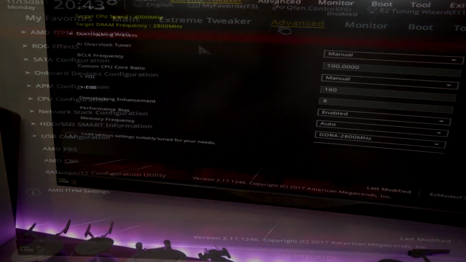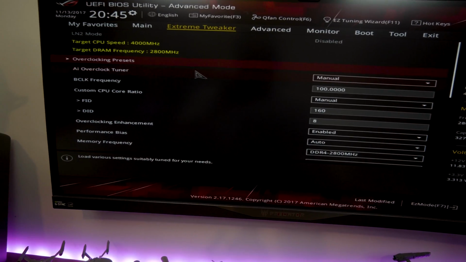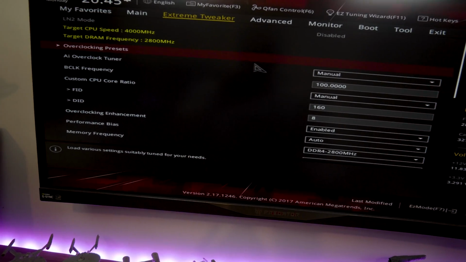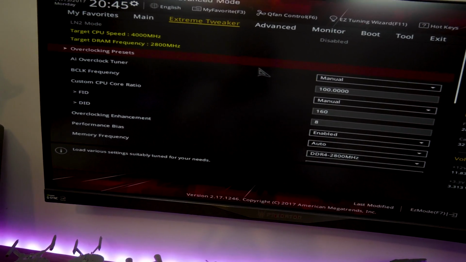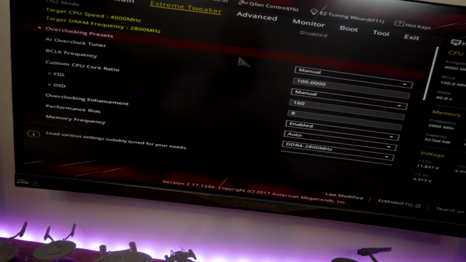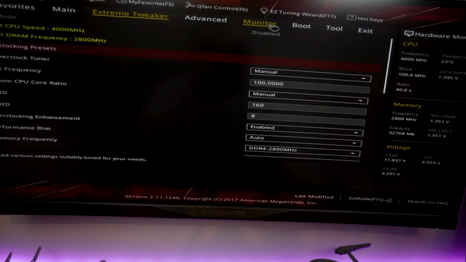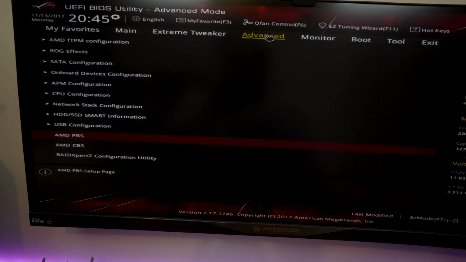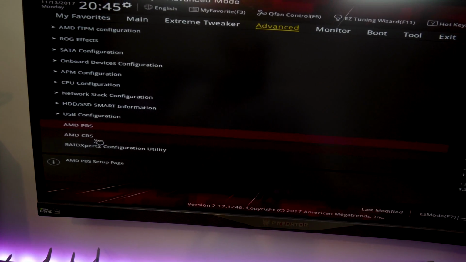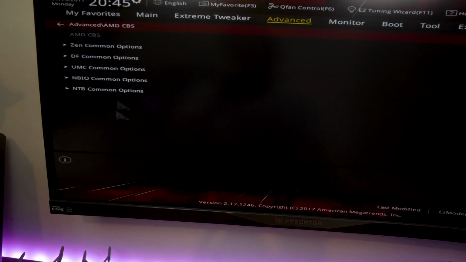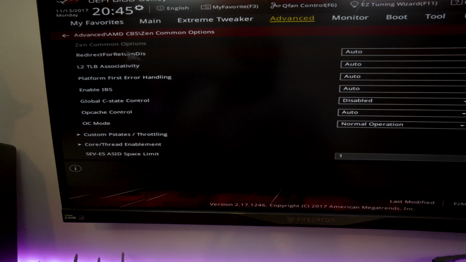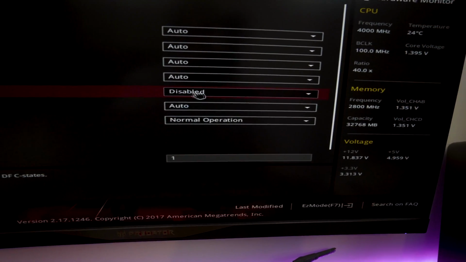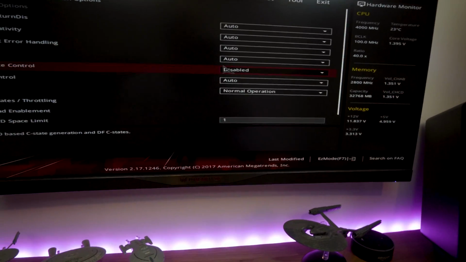A setting that I recommend that you disable is something called C-States. C-States is all about power saving idle. Now that can impact your overclock because the voltage can't adjust quickly enough once you put load onto the CPU. It's fine under stock conditions, but you're going to start to have problems particularly as you start to push the threshold of your CPU. You can find that in Advanced under AMD CBS, Zen, Common Options. You can find Global C-State Control. I recommend that you disable that. It should be enabled by default.